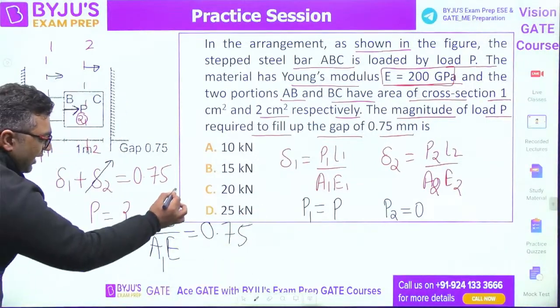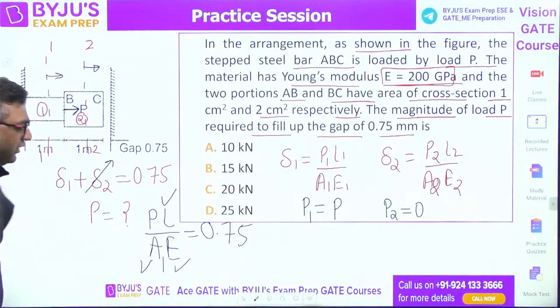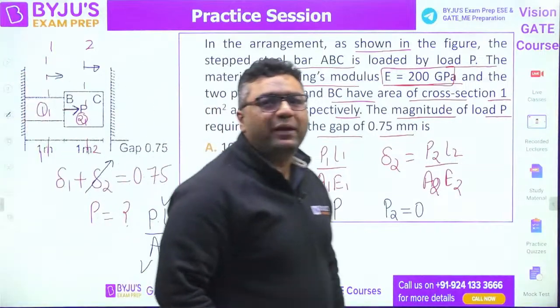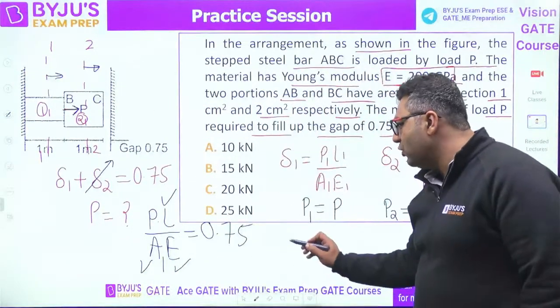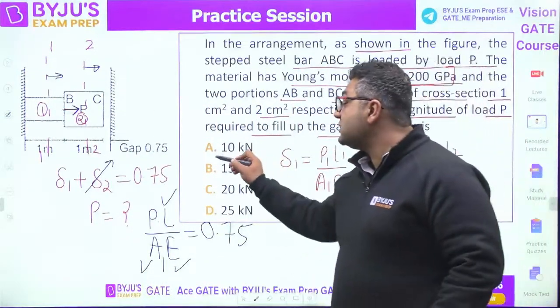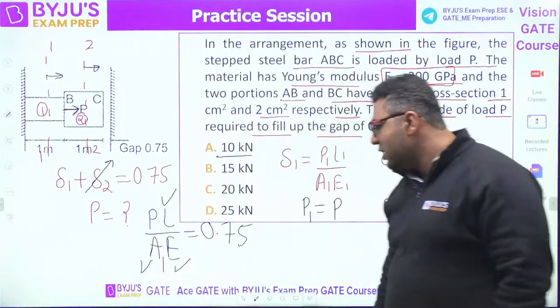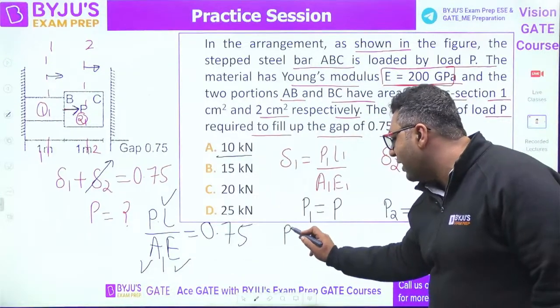You know the value of L, you know the value of A1, you know the value of E. When you put this in, you will get P to be 15 kilonewton. In many of the books, the answer is given as 10, which is wrong. So when you solve this, P you need to find out.